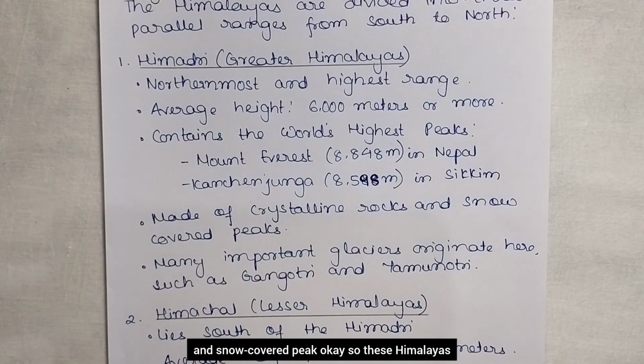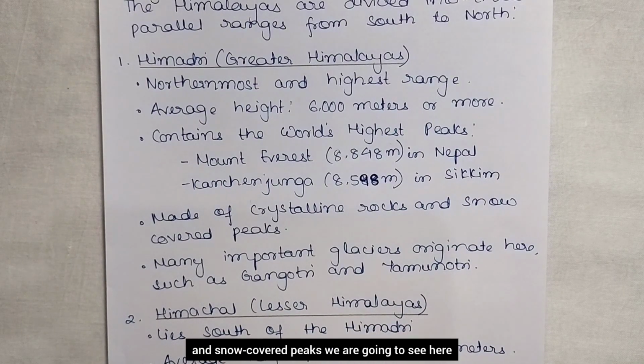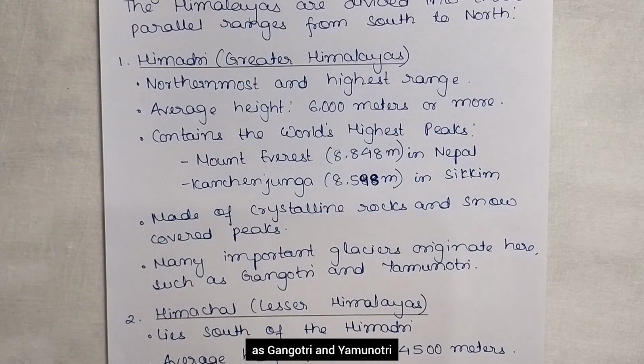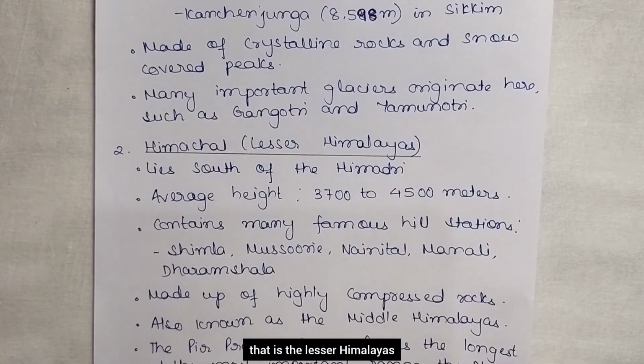Peak. Okay, so these Himalayas are made of crystalline rocks and snow-covered peaks we are going to see here. Many important glaciers originate here, such as Gangotri and Yamunotri. Okay, so this is the first one, that is the Greater Himalaya. The second one is the Himachal, that is the Lesser Himalayas.